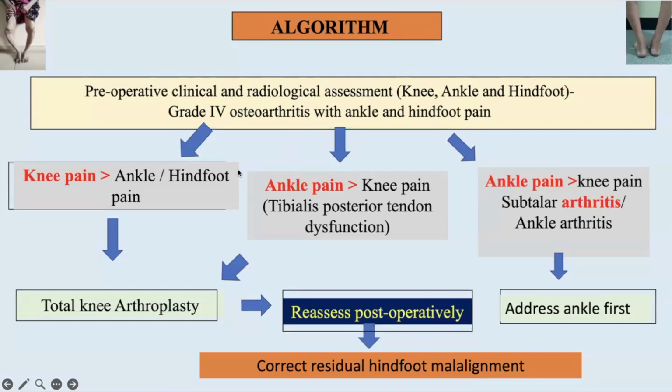If the knee pain is more than ankle or hindfoot pain, and generally it is, because this is within the physiological or pathological range, usually 90% of the time it will correct to neutral or the physiological alignment. So we can go ahead with a total knee arthroplasty. Suppose the ankle or hindfoot is symptomatic, then we have to assess whether this patient requires any ankle or subtalar fusion, and decide accordingly.